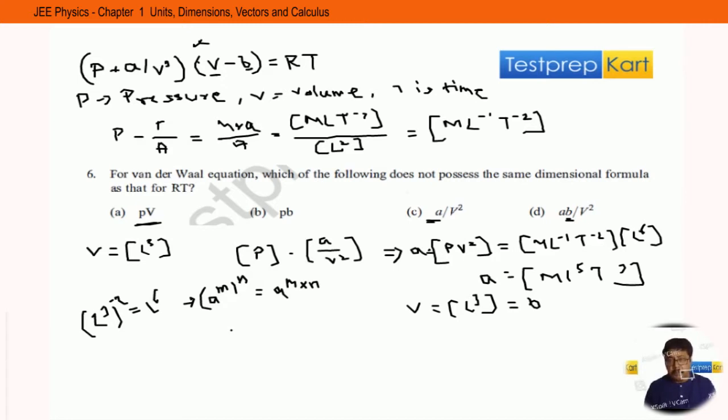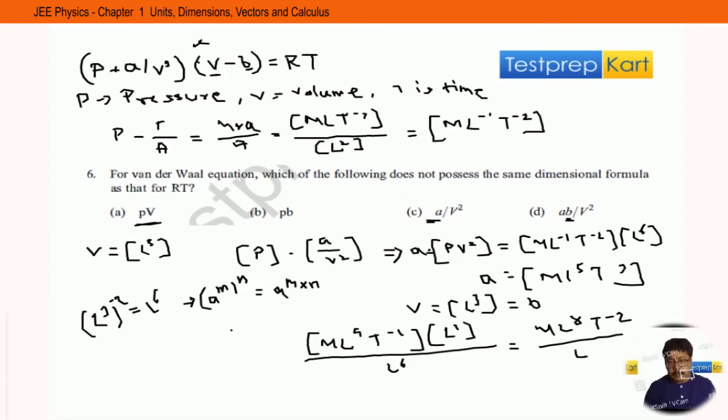Now A and B. B means L cube. A means this one, so it should be M, L to the power 5, T to the power negative 2, and the B, that is L cube by V square. V square means L to the power 6. Right? Now what will be the formula? M, L to the power 5, T to the power negative 2 by L to the power 6 means M, L square, T to the power negative 2.